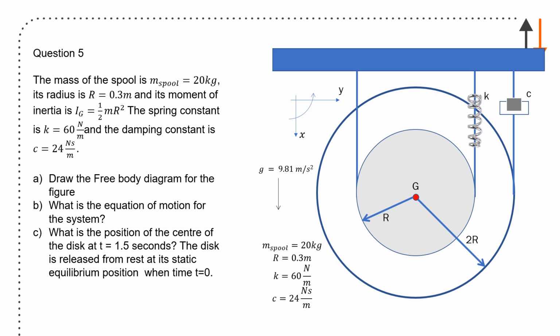Draw the free body diagram. What is the equation of motion for the system? What is the position at t equals 1.5 seconds? The disk is released from rest at its static equilibrium position when t equals 0. So it's at static equilibrium. Mass of the spool is given as 20 kilograms. R is equal to 0.3 meters. K is 60 newtons per meter again.